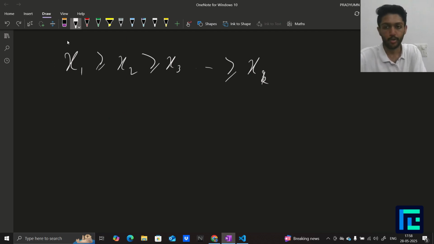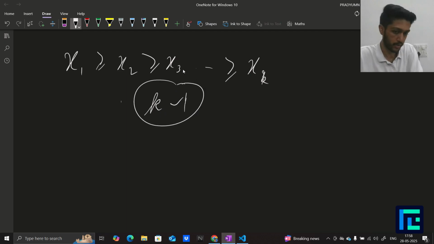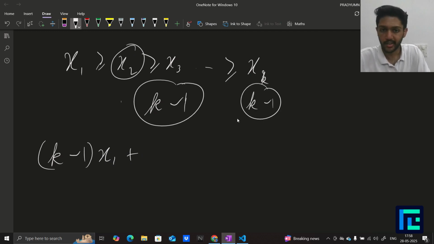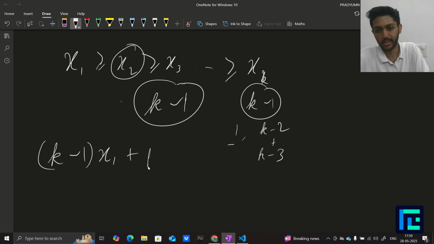What will come with x1? So x1 will come in k minus 1 terms, right? And in all of them, it will be positive. So it will be k minus 1 into x1. Then this x2 will also come in k minus 1 terms. But in one term, with x1, it will be negative, and in the rest, k minus 2 terms, it will be positive. So essentially this is one negative and k minus 2 positive, so we have k minus 3 into x2.